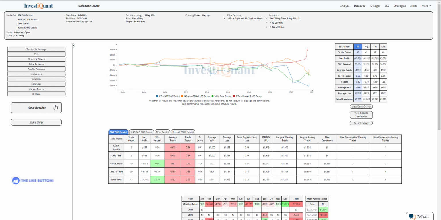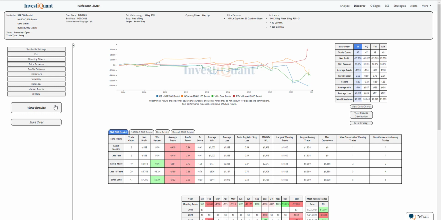Historically, there are 47 samples in the S&P, 47 in the NASDAQ, 48 in the Dow, 40 in the Russell. The win rates on these are just barely above 50%. So S&P coming in at 55%, NASDAQ 51%, Dow 52%, and Russell 55%.